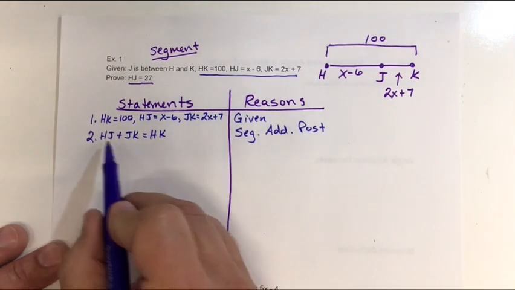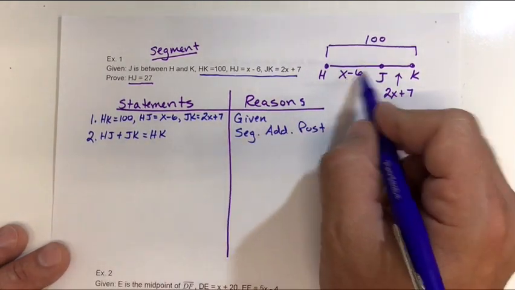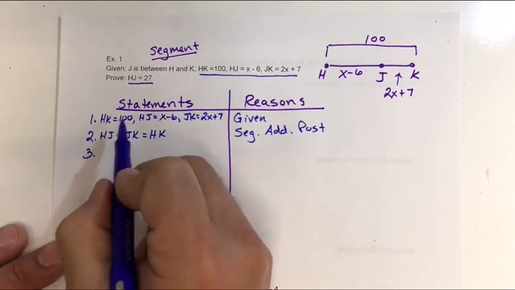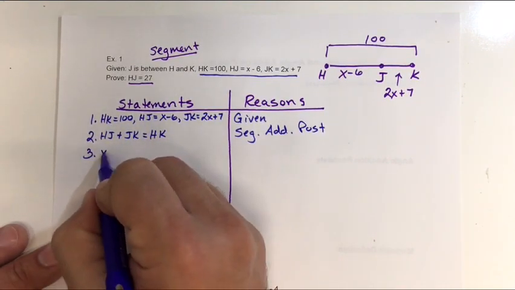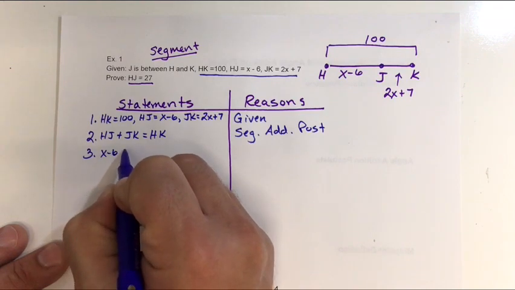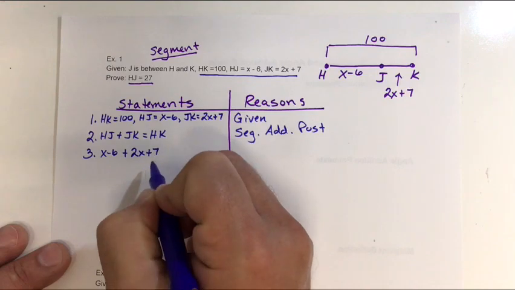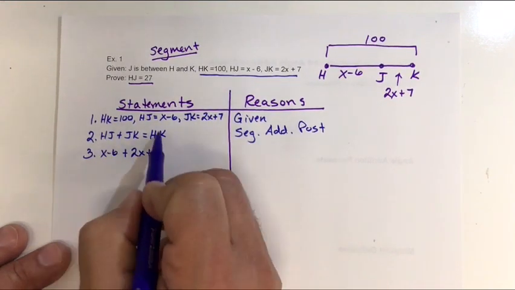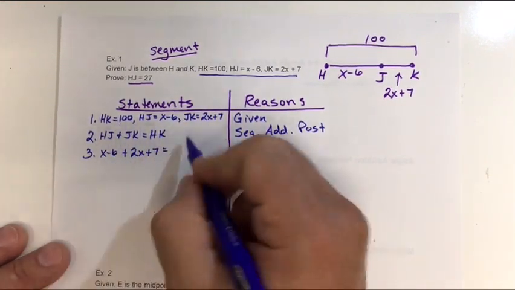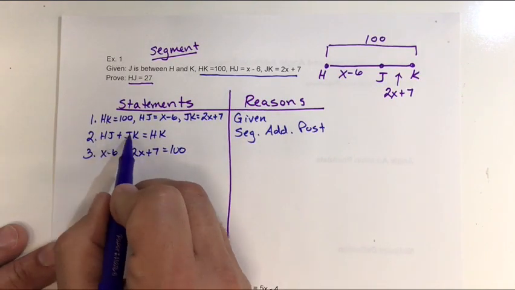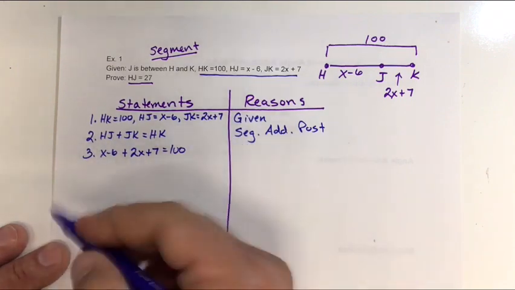Now I can use those general terms and plug in my more specific information. Instead of HJ, I know HJ is the expression x minus 6. Instead of JK, I know it's the expression 2x plus 7. And instead of the entire whole thing, HK, I know I should use 100. Well, what did we do here? We took these values out and replaced them with equivalent values.